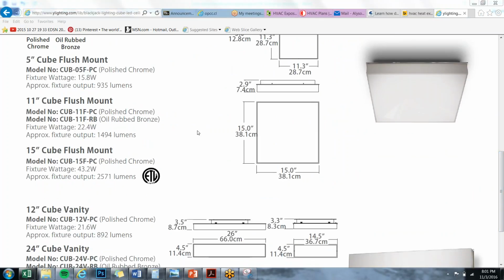Now you're not doing any drawing for your homework. You're just plugging in variables into your equation. So you have fixture wattage for the 15-inch flush mount cube, which is 43.2 watts, and then you have your fixture output in lumens, which is 2571. So you'll be able to pick and choose, and then you will just give me the spec sheet that you use to complete it and tell me which fixture and plug it in.